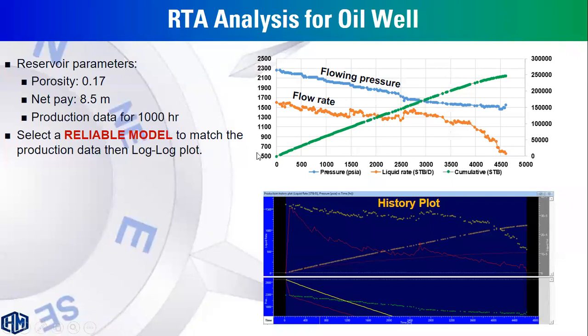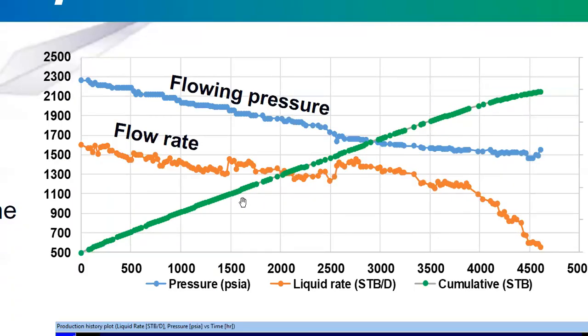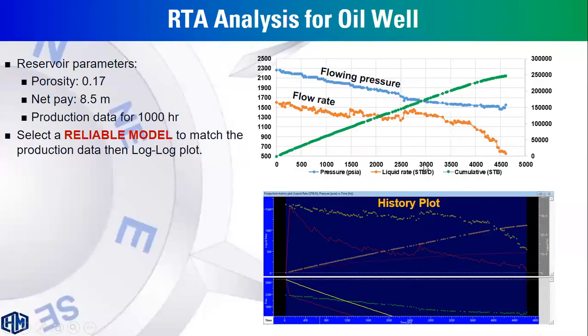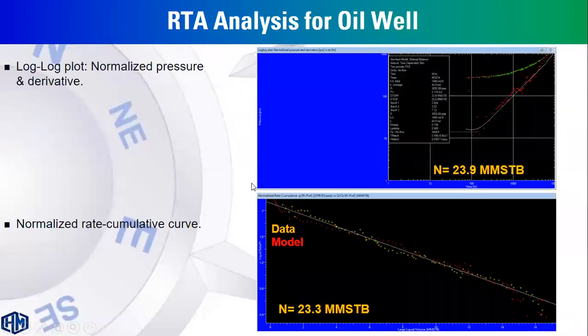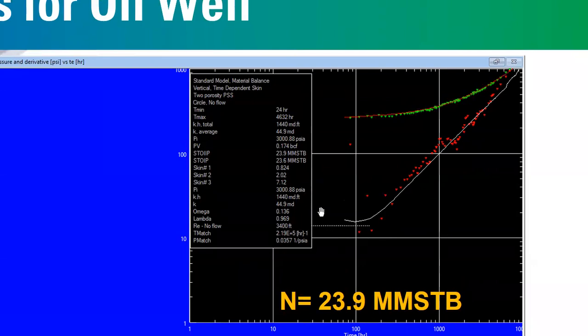So we have this actual data from an oil well producing from net pay thickness of 8.5 meters, production time of about 1,000 hours, and this is the flowing pressure, and this is the fluid data, and this is the cumulative production in stock tank barrels. So generating a log plot, as you can see, normalized pressure and normalized pressure derivative. So we have this model. So across this period, we have the transient.